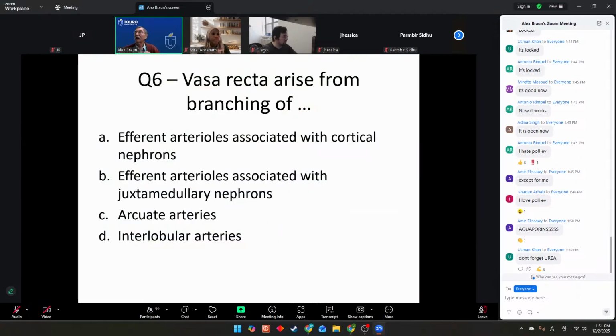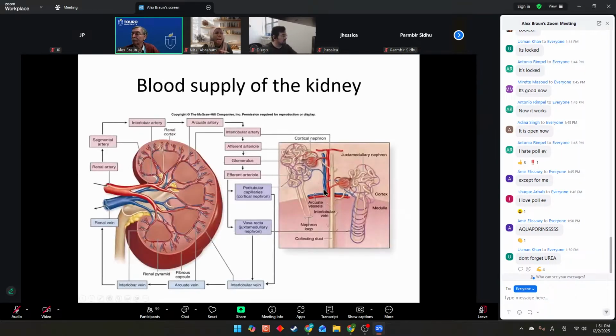Vasa recta arise from branching of... okay, let's just go here. Vasa recta are the hairpin looped capillary network in the medulla. The hairpin capillary loop forming in the medulla. These are the vasa recta. So in a glomerulus, blood comes in the afferent arteriole, exits from the efferent arteriole.